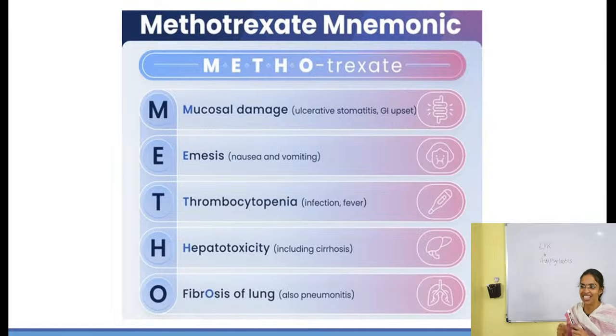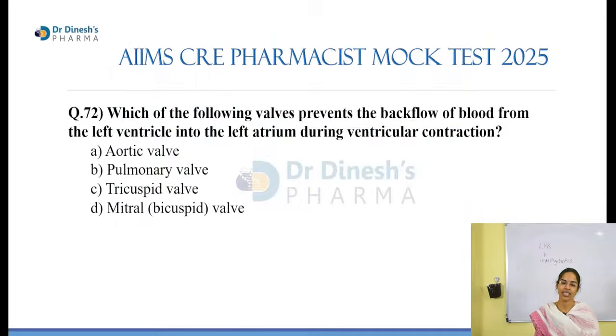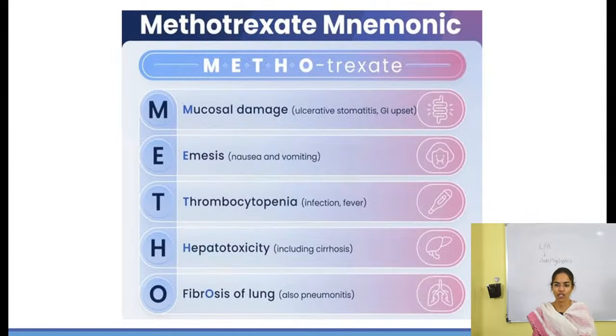Yeah, methotrexate. We have a mnemonic for the side effects of methotrexate: METHO. The term itself, METHO. M for mucosal damage, E for emesis, T for thrombocytopenia, H for hepatotoxicity, and O is for lung fibrosis, along with bone marrow depression and all. Okay, so these are the adverse effects of methotrexate. Next. Yeah, and so this completes questions from pharmacology. Till here we have gone through questions from pharmacology, and the next will be human anatomy and physiology. There are limited questions from human anatomy and physiology.